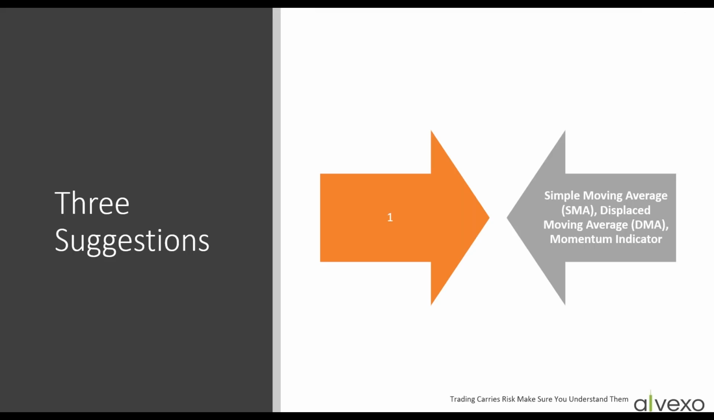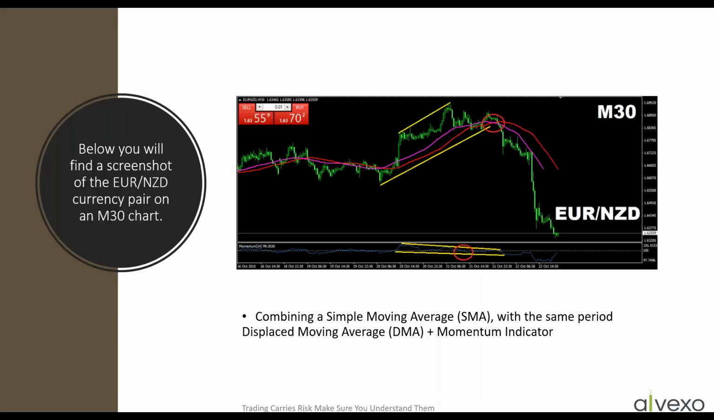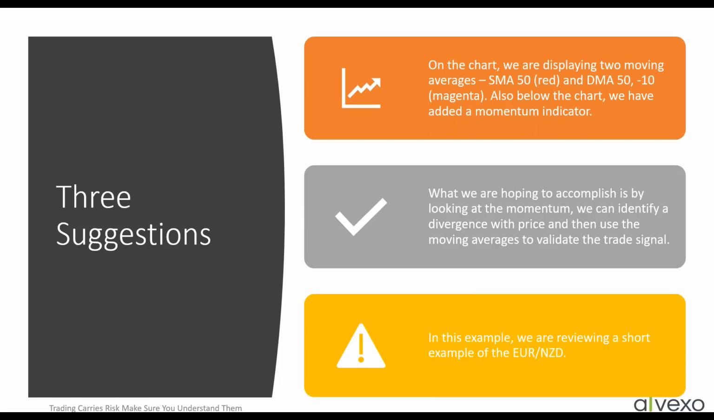Number 1, simple moving average, displaced moving average, and momentum indicator. Combine the simple moving average with the same period displaced moving average and a momentum indicator. So here you'll see the screenshot of the Euro New Zealand dollar compared on a 30-minute chart. So on the chart, we are displacing 2 moving averages, the SMA and the DMA. Okay, and we've added a momentum indicator below.